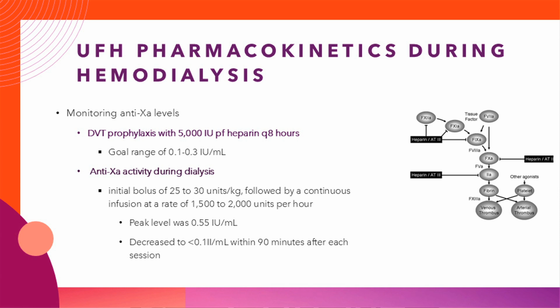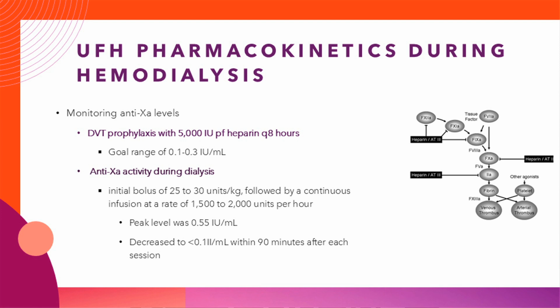And then, looking at the pharmacokinetics, we know with heparin, we monitor the anti-10A level. When it comes to DVT prophylaxis, something we use in the hospital, like 5,000 units of heparin every 8 hours, it also can change depending on the patient, but usually the goal range of anti-10A is 0.1 to 0.3, but we don't monitor this anymore because we have a lot of data.